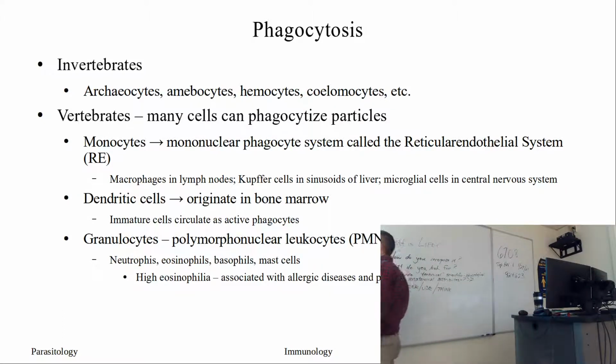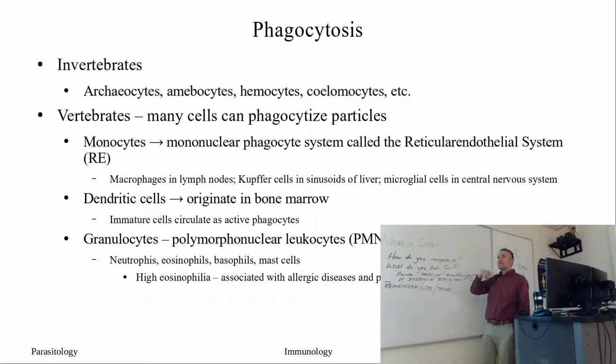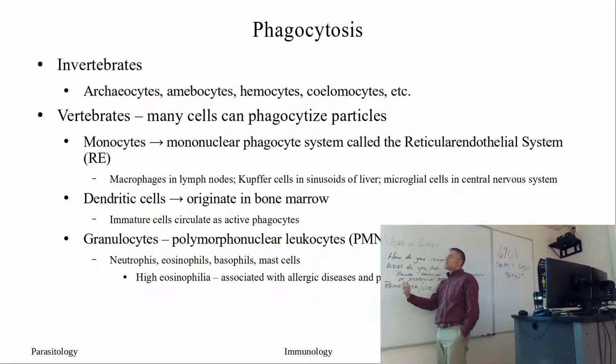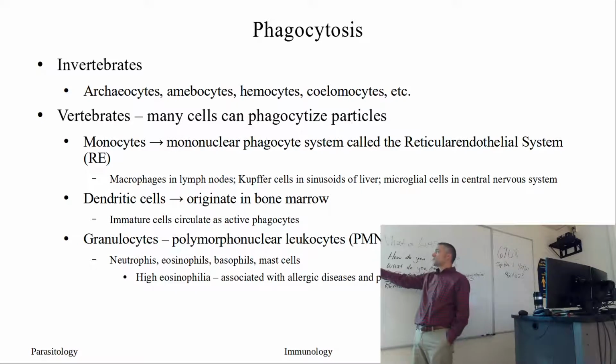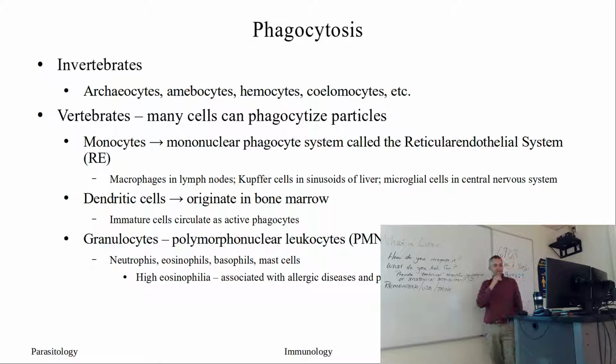The names of their immune cells tend to be associated with the group or with their classification. So the archaeocytes, the amoebocytes, the hemocytes, the coelomocytes, etc. They all basically do the same thing. They function a lot like macrophages that we have in the vertebrates. So in our vertebrates, you can have several different cell types that can undergo this type of phagocytosis pathway. Right? We've got our monocytes. These are going to be cells that are part of the reticuloendothelial system, the RE system.